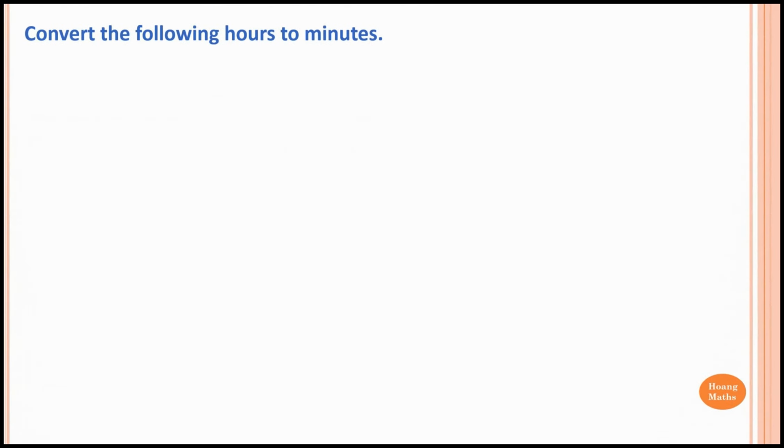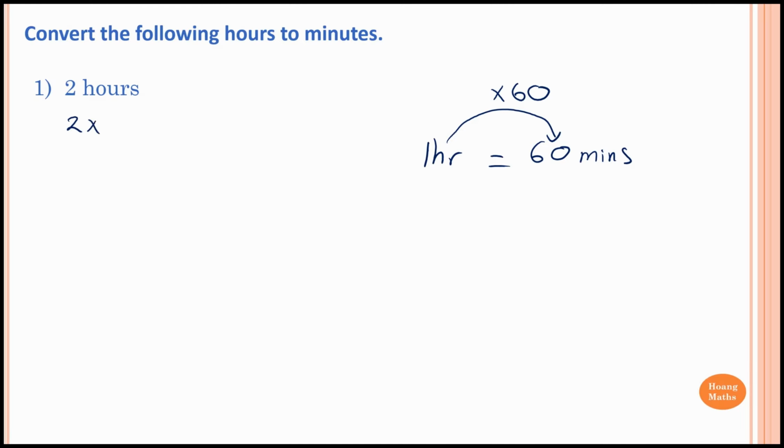Let's go through a few examples. So first one, we want to convert 2 hours to minutes. We know that 1 hour is equal to 60 minutes. So from hours to minutes, we times by 60. Therefore, it is 2 times 60. So 2 times 6 is 12, and therefore we add a 0. So 2 hours is equal to 120 minutes.